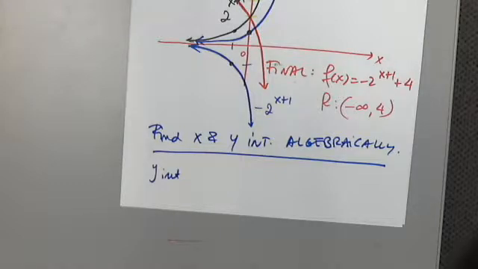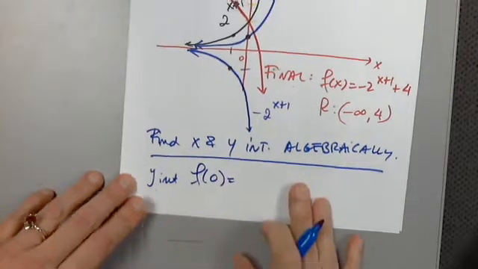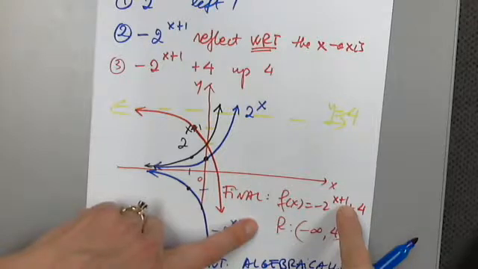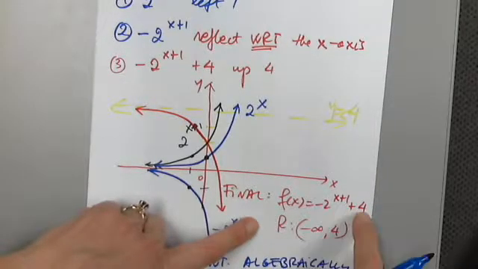Set x equal to 0. Thank you. F of 0. Let's do this together. 0 plus 1. 2 raised to 1. 2 times -1. -2 plus 4.